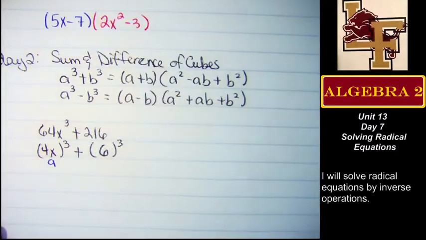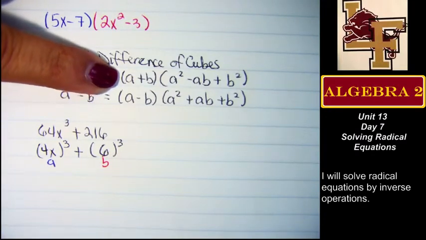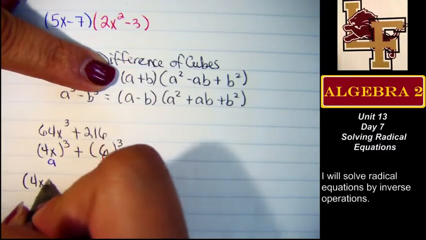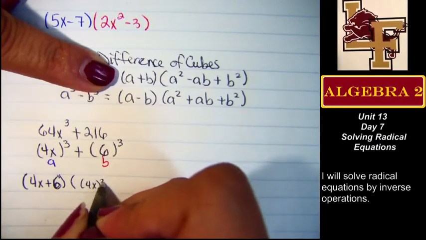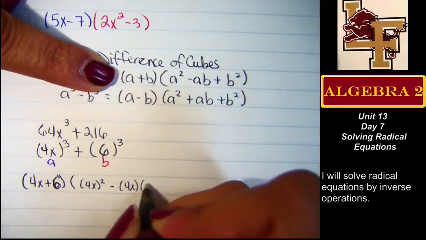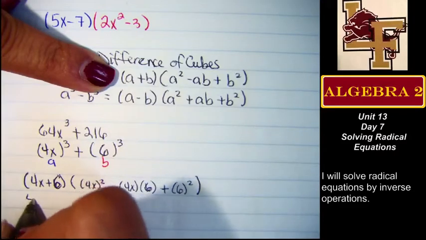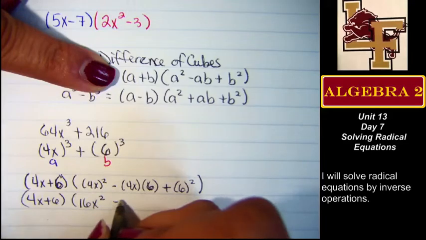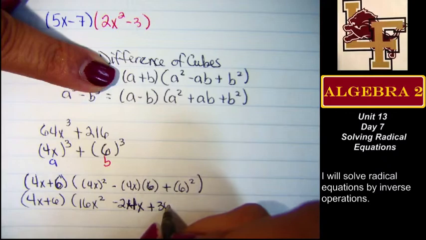Which makes this A and this B. I'm using the plus, so it's the top one. I'm just going to rewrite this, but instead of A, I'm going to write 4x, and instead of B, I'm going to write a 6, and everyone's going to be happy. A plus B, A squared minus A times B plus B squared. Cleaning up a little bit, trying to write the correct numbers and failing.